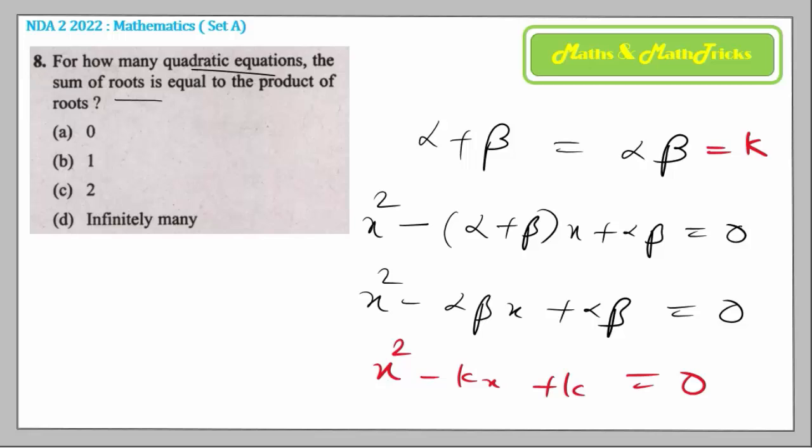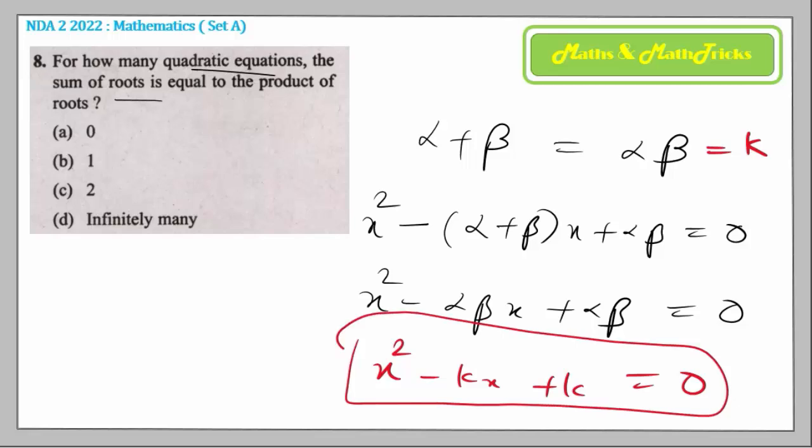So now you can see that if I replace alpha beta with k, it's a unique value, as alpha into beta, which is equal to alpha plus beta. So actually you are getting a unique quadratic equation, x square minus kx plus k equal to 0. Now this k value is a fixed value, as alpha into beta for a given quadratic equation.